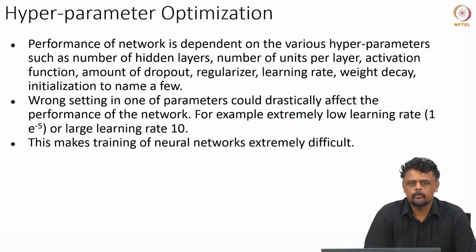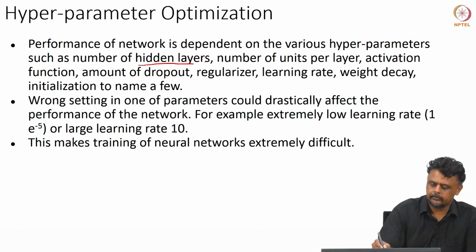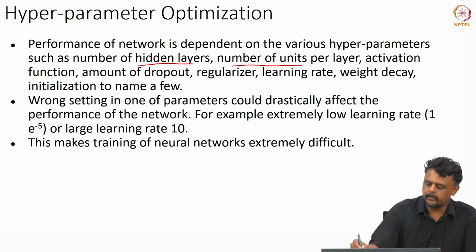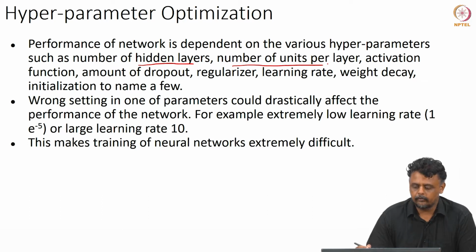This would involve parameters like the number of hidden layers, the number of units per layer, or the number of filters per layer, if you can think of it that way. What kind of activation functions to use, if you are using dropout regularization how much to use, what kind of regularizer to use, L1 or L2, and what the strength of the regularizer is, what learning rate you would like to use, the weight decay, and of course initialization.